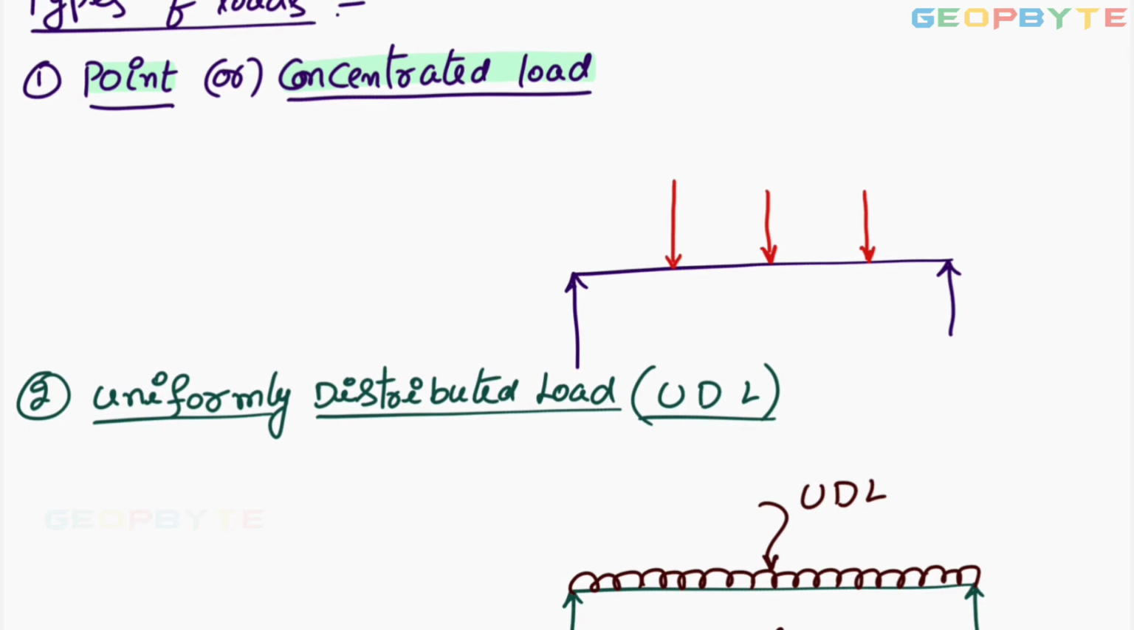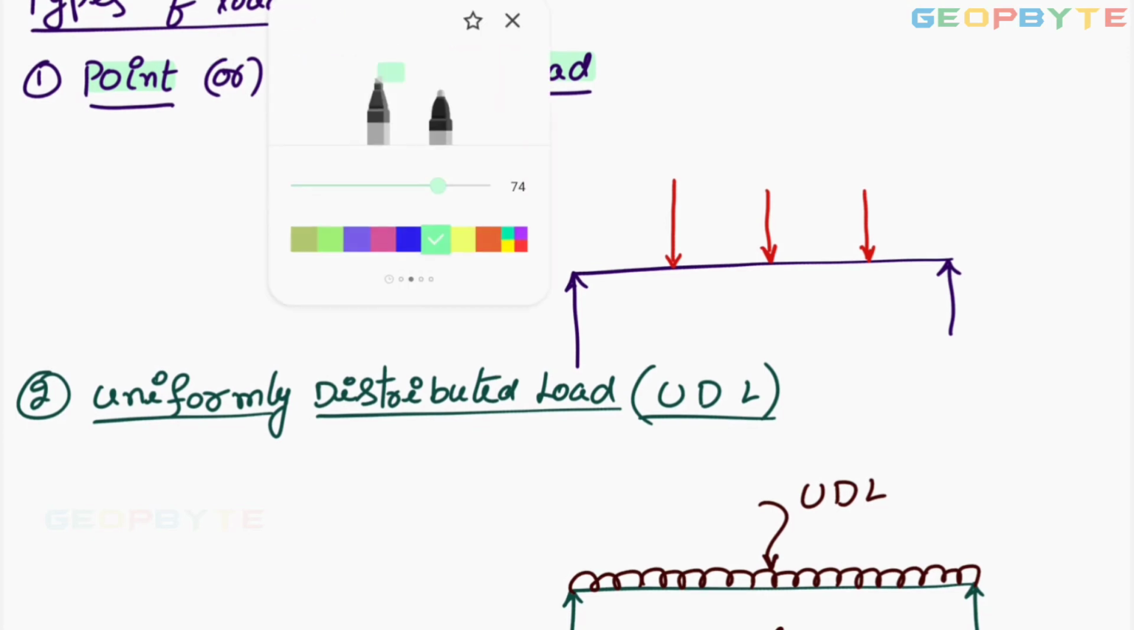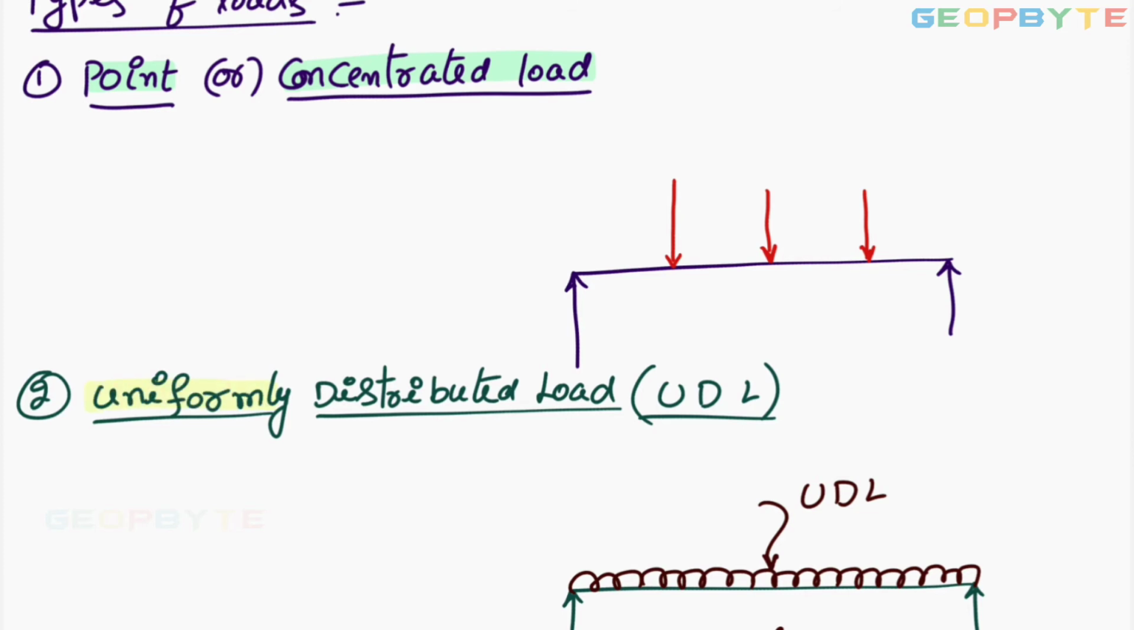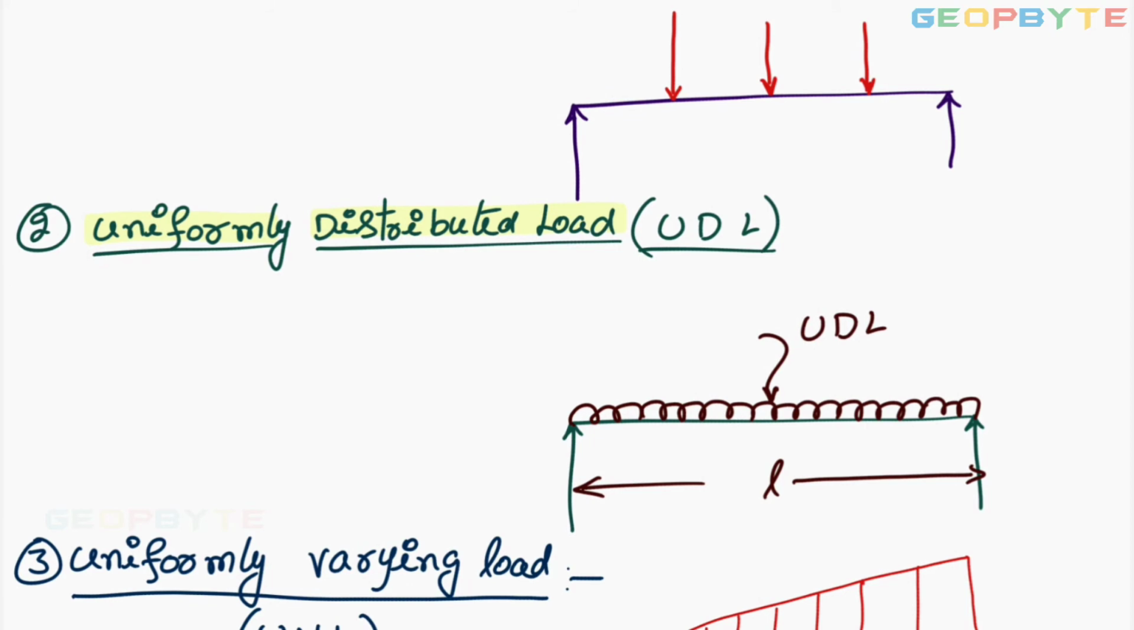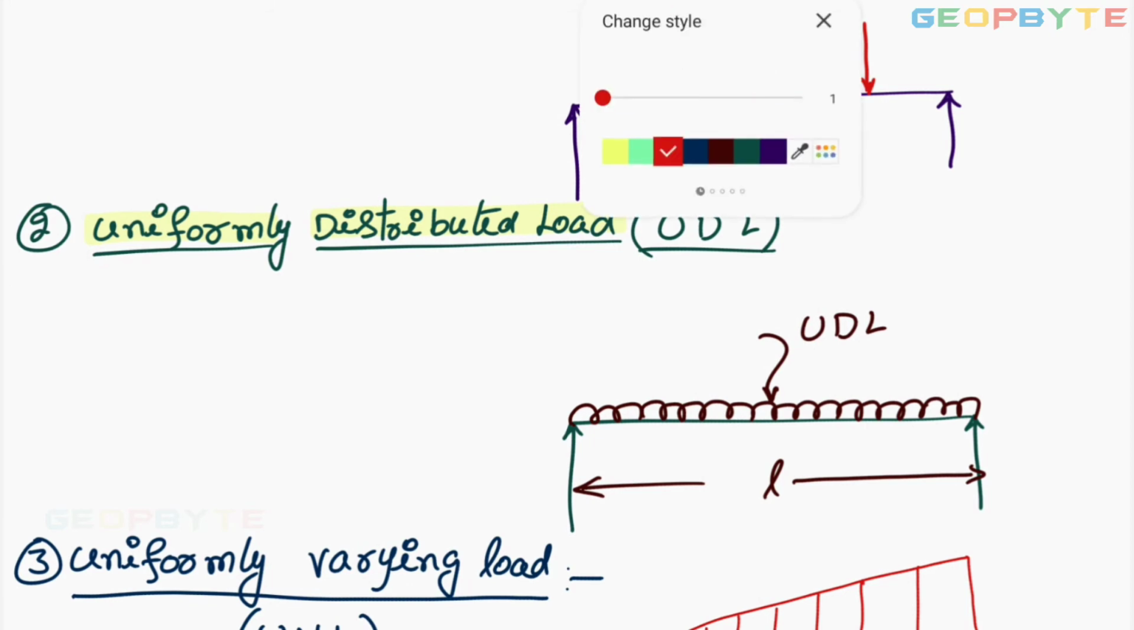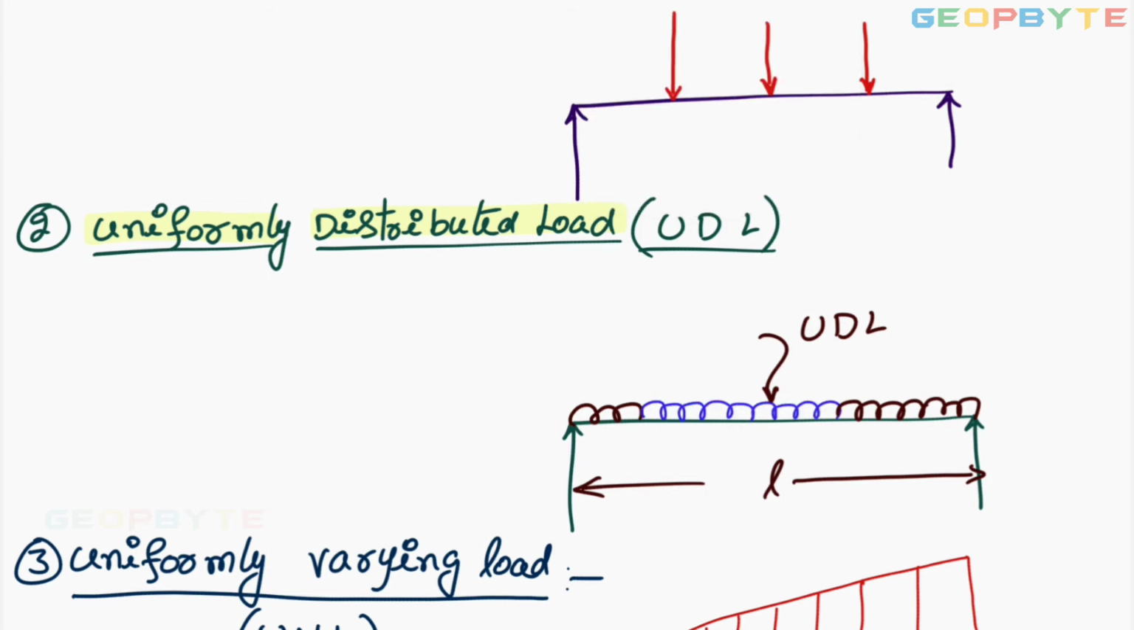Now come to the second one, UDL, uniformly distributed load. This is the uniformly distributed load in which the load is uniformly distributed throughout its length. It is like this. That is the representation of the UDL.